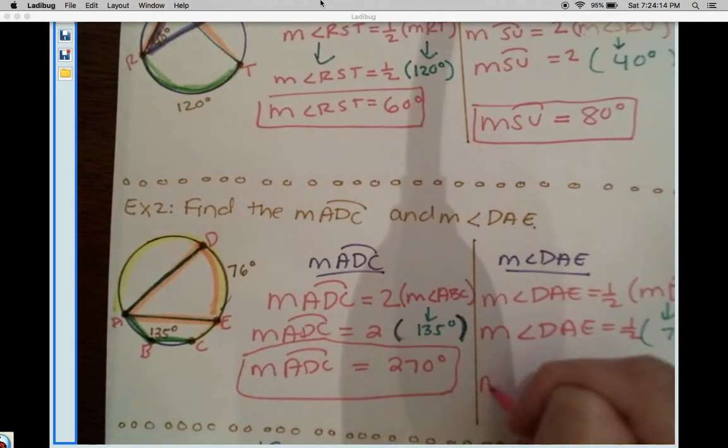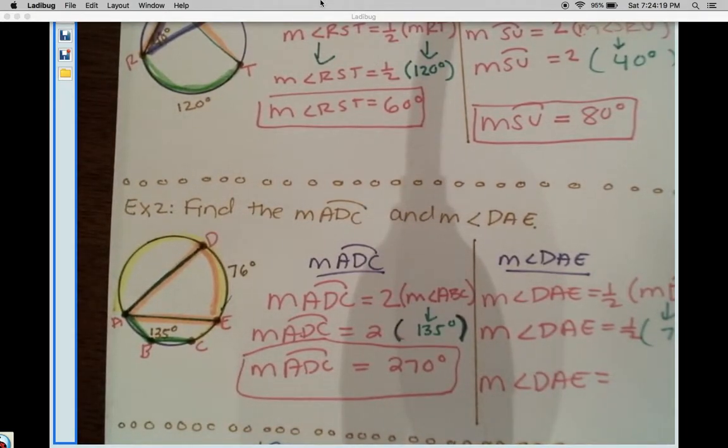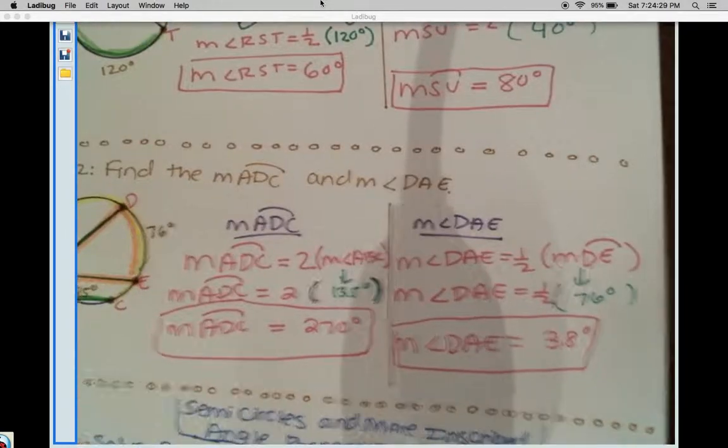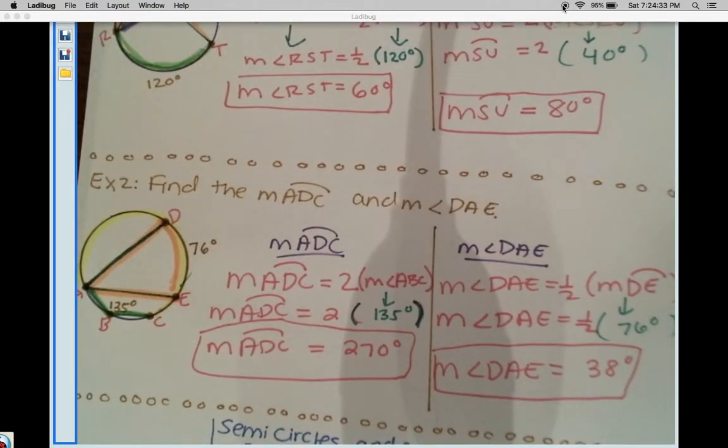All right guys, we're so close. The measure of angle DAE is half of 76 degrees, which gives me 38 degrees. That part is done. And guess what, we're done with the whole problem. Let's look at it one more time. Pretty exciting. Thanks, guys.